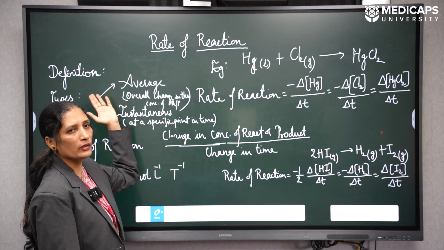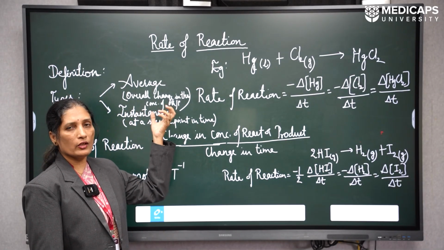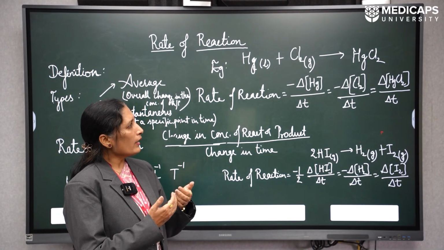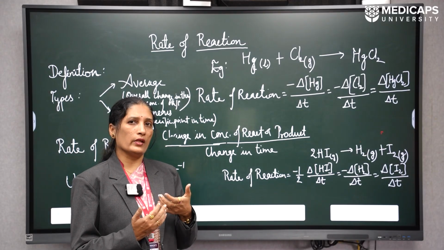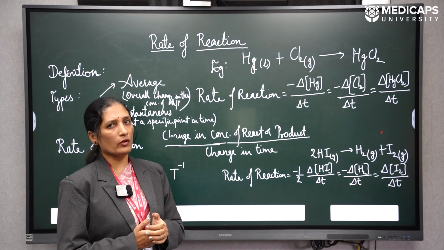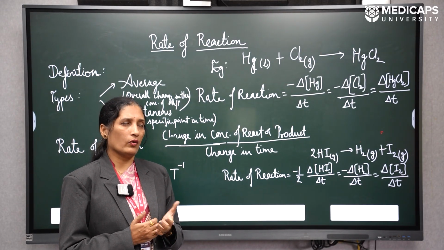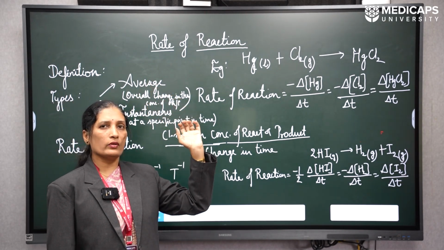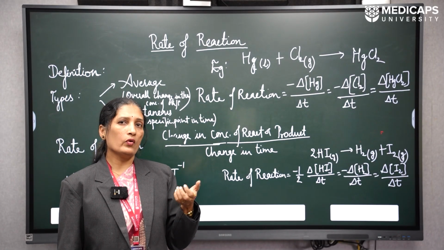We will discuss the definition and the types of the rate of reaction. We will discuss the unit of the reaction with examples also, and the graphical representation of the rate of reaction and some factors affecting the rate of reaction. This is the content of the rate of reaction topic. So starting with the first point, the definition of the rate of reaction, how it is defined.